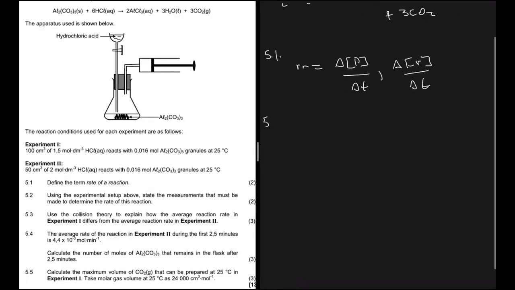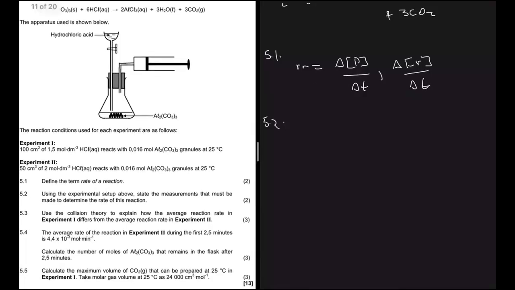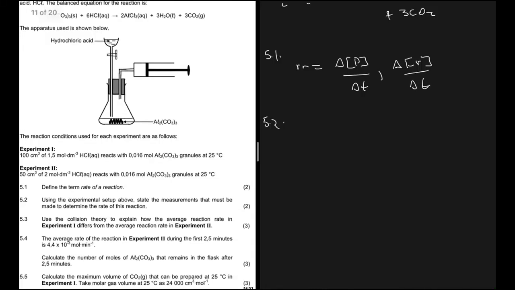And then 5.2 says, using the experimental setup above, state the measurements that must be made to determine the rate of this reaction. So again, look at the picture on the left hand side. Look at the setup.